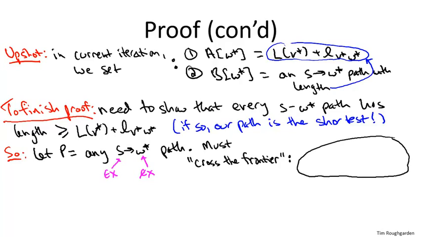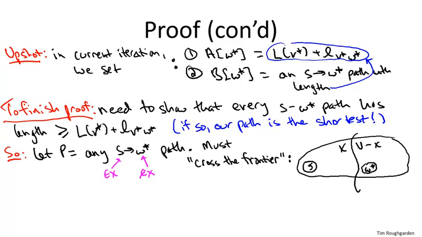So any path that starts in X and goes outside of X, at some point it crosses from one to the other. So let's think about the graph in its two pieces, that to the left of the frontier and that to the right. The stuff that is already processed and the stuff which has not yet been processed. S, of course, is on the left-hand side.